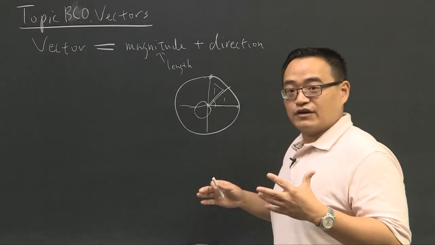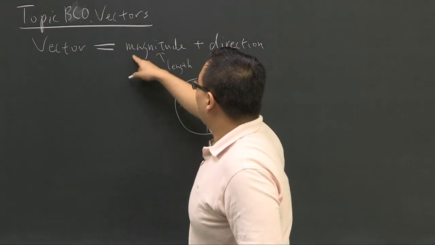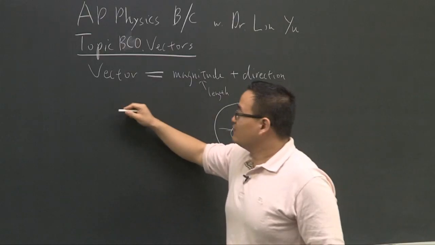So what have we been using when we say we just walk a mile? We only describe something using a magnitude, and there's a name for it. It's called scale.